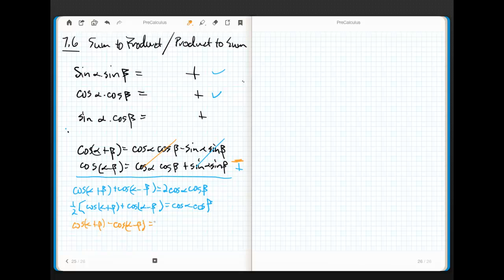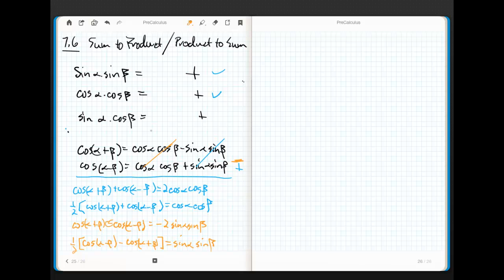And then watch what happens here. If I subtract the bottom from the top, these two are going to cancel, and I end up with minus 2 sine alpha sine beta, right? Divide through by -2, and what I end up with is 1/2. Now remember, when I divide through by a negative, the direction of this subtraction changes. So I end up with cos alpha minus beta minus cos alpha plus beta, right? And that equals sine alpha sine beta.